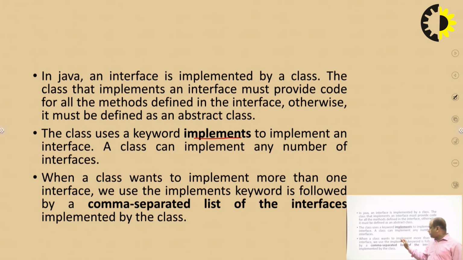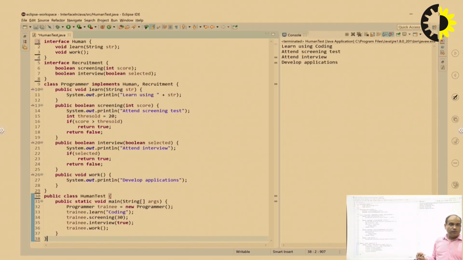When a class wants to implement more than one interface, the implements keyword is followed by a comma separated list of the interfaces implemented by the class. Means, as we see, a class C implements P1, P2, with n number of interfaces that can be implemented.